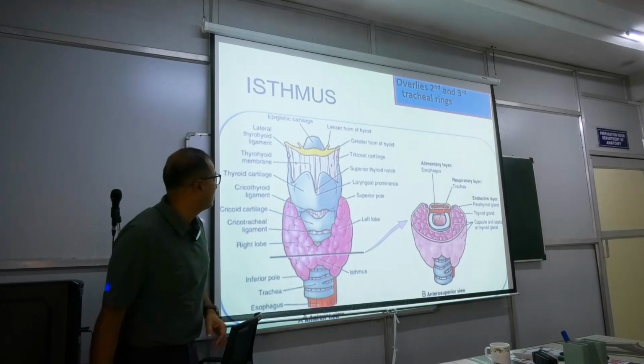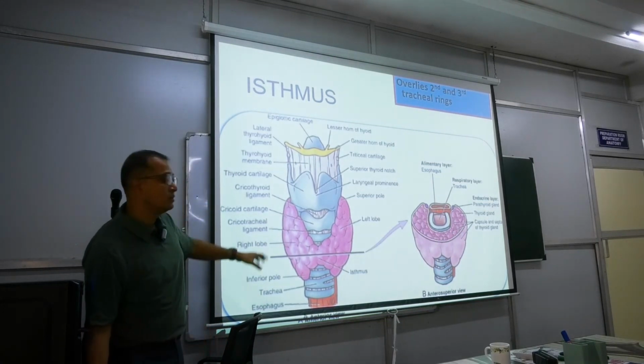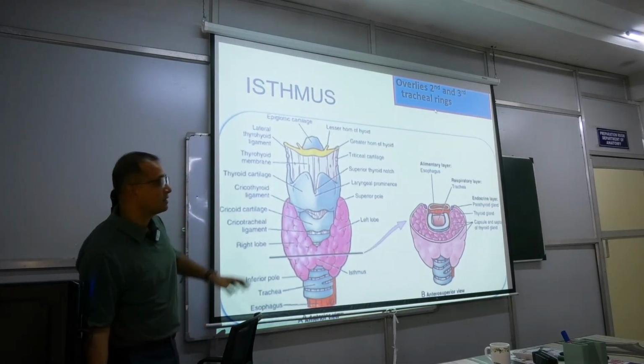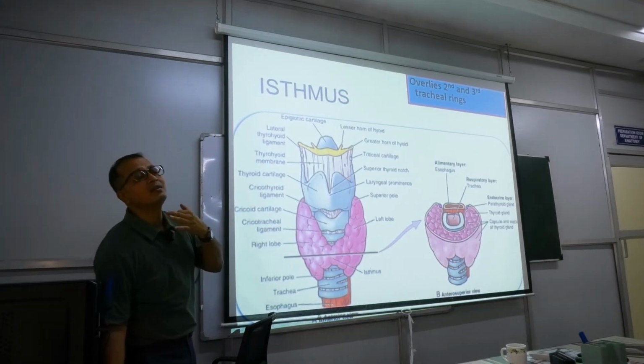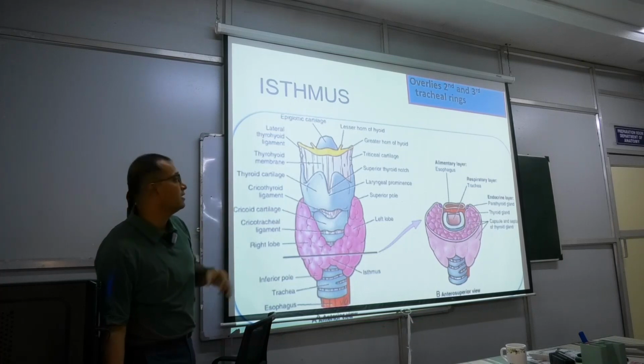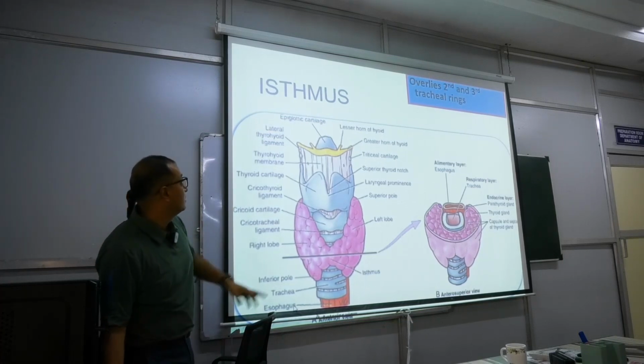So this is about the thyroid gland isthmus, and the isthmus corresponds to the second and third tracheal rings, or more or less that tracheal ring. So if you count the tracheal rings from above to below, we can locate the position of the isthmus.